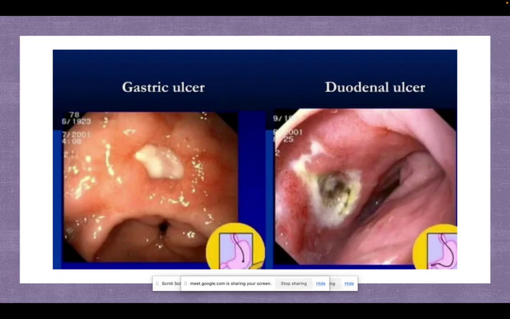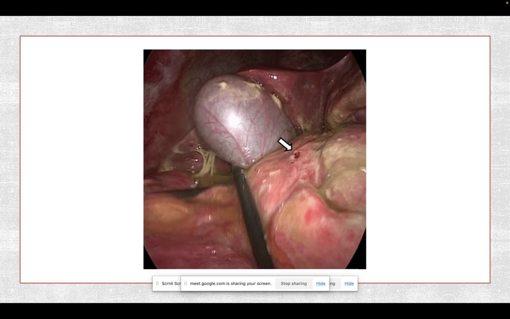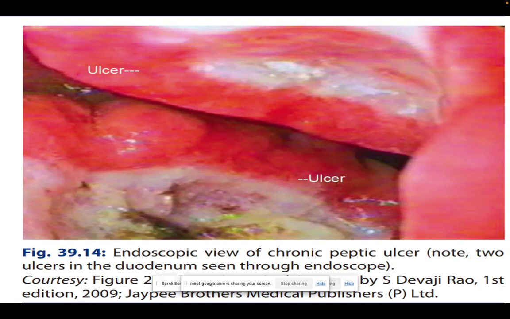This is the image showing the difference between gastric ulcer and duodenal ulcer. Gastric ulcers have a regular, smooth, and somewhat inflamed surrounding area. Duodenal ulcers are short and elongated and have a normal looking surrounding area. This is the image showing a duodenal ulcer in the first part of the duodenum. This is a chronic ulcer.